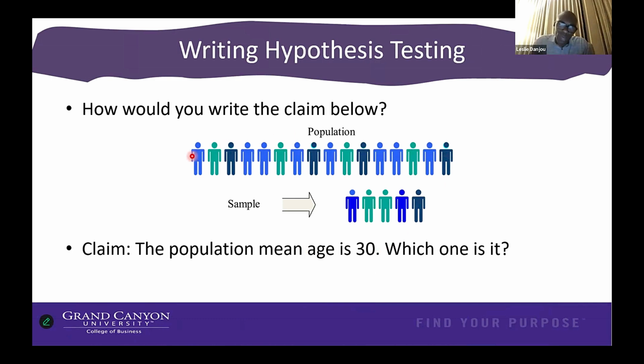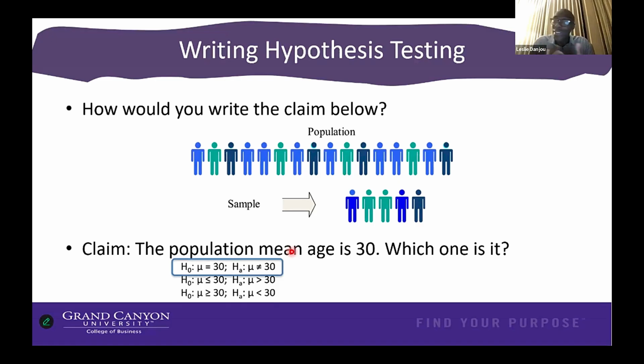So let's take this population right here, and we were to do a sample. Of these sample persons right here, it is 30. Does it represent a two-tailed test? Does it represent a left-tailed test? Or does it represent a right-tailed test? Out of all of these hypotheses right here, which one in your mind's eye would be true? If you said that first one right there, you done did it right.